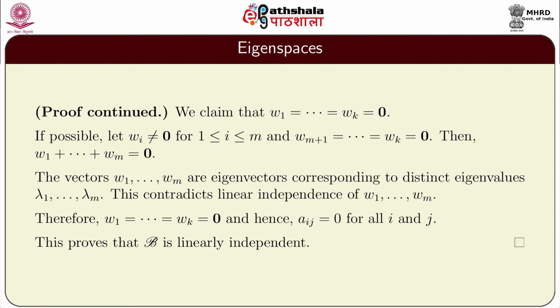We have already learned that eigenvectors corresponding to distinct eigenvalues form a linearly independent set. So, that is being contradicted here. Therefore, we have to have W1, W2 and so on up to Wk are nothing but the 0 vectors, and hence all the scalars Aij's must be 0 for all i and j. Therefore, we have proved that the set B, which is the union of B1, B2 etc. up to Bk, is linearly independent.